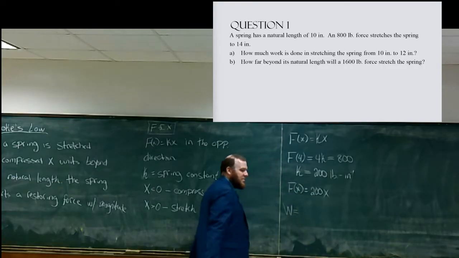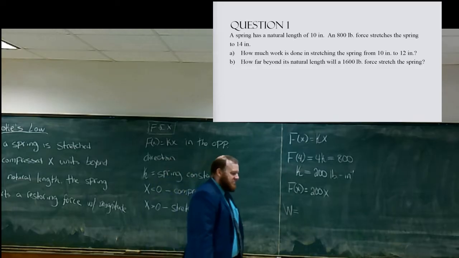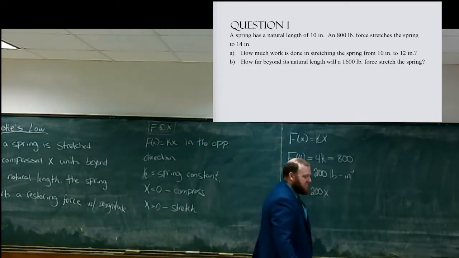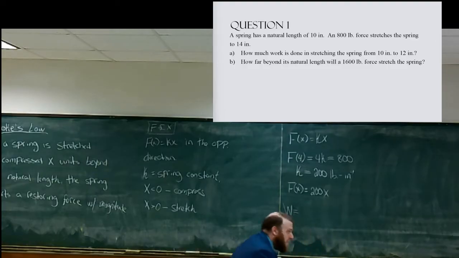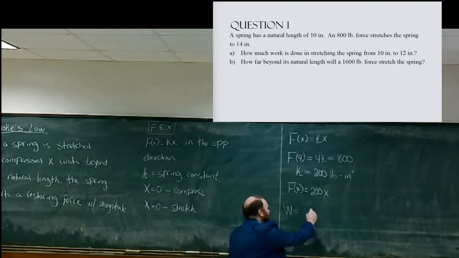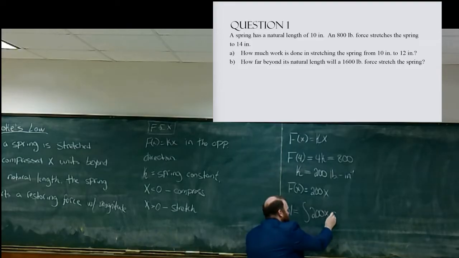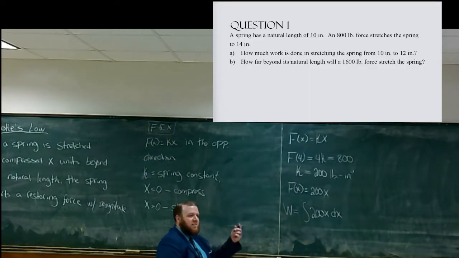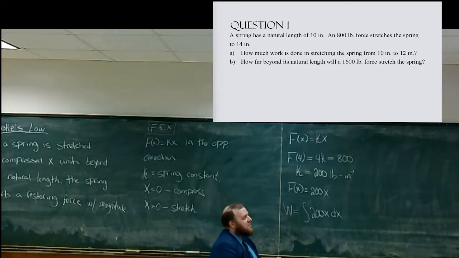Work. Going to be integrating, right? Integrating 200x dx from what to what? From 10 to 14. Or if you go on A from 10 to 12. Would be 10 to 12.